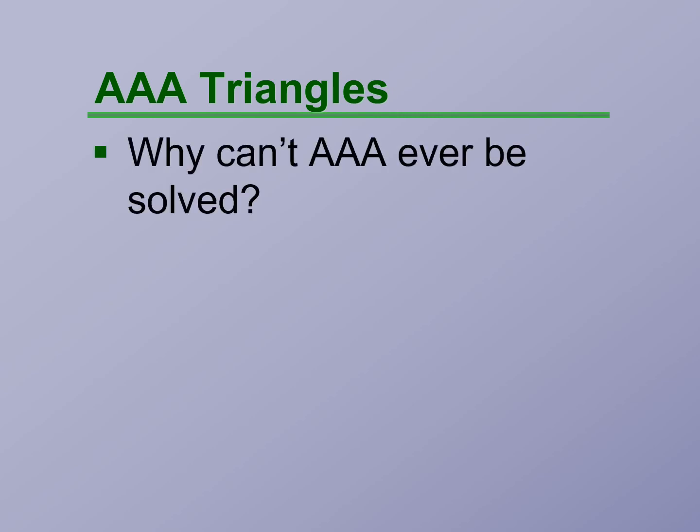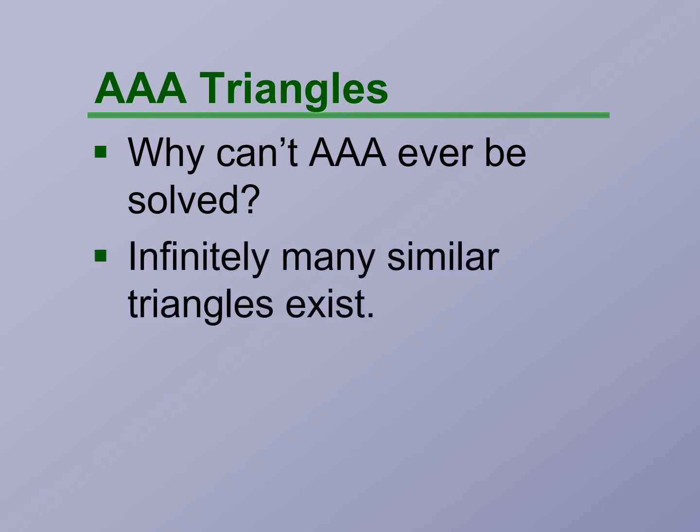Because the angles will never change, however the sides can. For example, when we use 30-60-90 triangles or 45-45-90 triangles, the lengths on those can change as long as we keep the same ratios, but the angles never change.